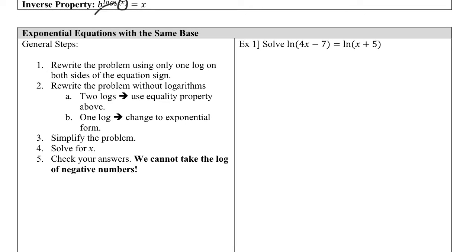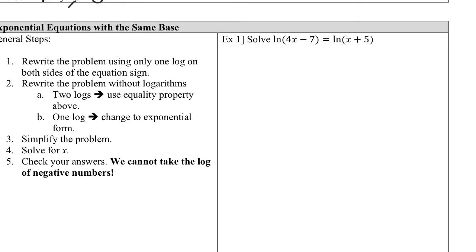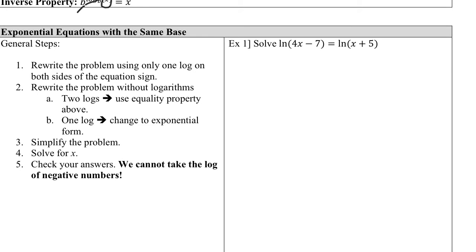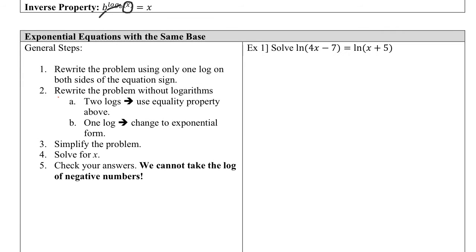Step 1, rewrite the problem using only one log on both sides of the equal sign. So number 1, solve the natural log of 4x minus 7 equal to the natural log of x plus 5. Both sides have one log, so step 1's good to go. Step 2, rewrite the problem without any logarithms. There are two choices here. If you have 2 logs total, you're going to use the equality property above. If you have 1 log and only 1 log, change it to exponential form.